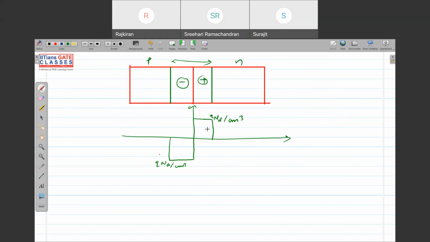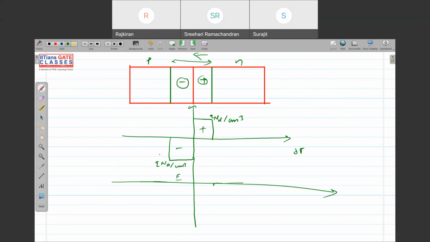So in this region I got net positive charge and negative charge. Then I have to get the electric field, right? If I want to draw the electric field, we know the electric field is like this, right? And we know the direction. The electric field is 0 in the neutral region, and here also the electric field is 0. Clear?